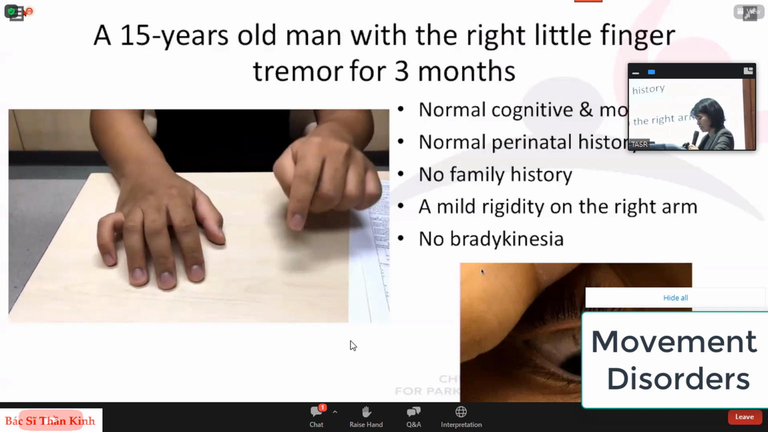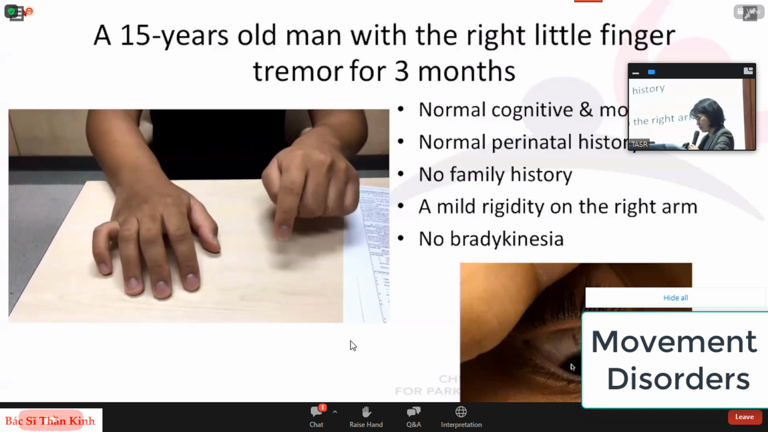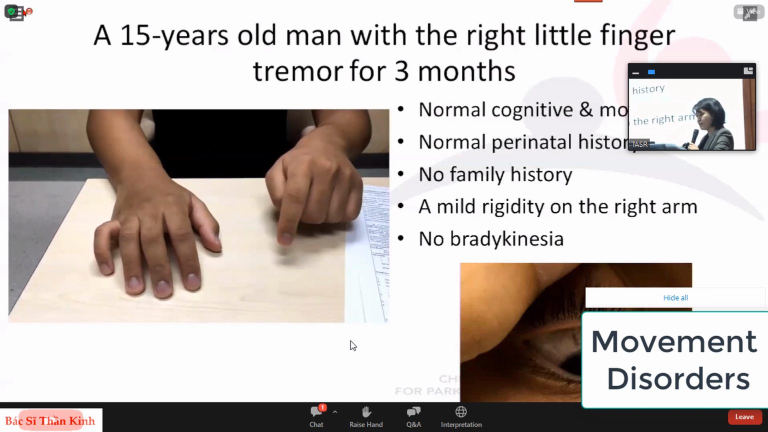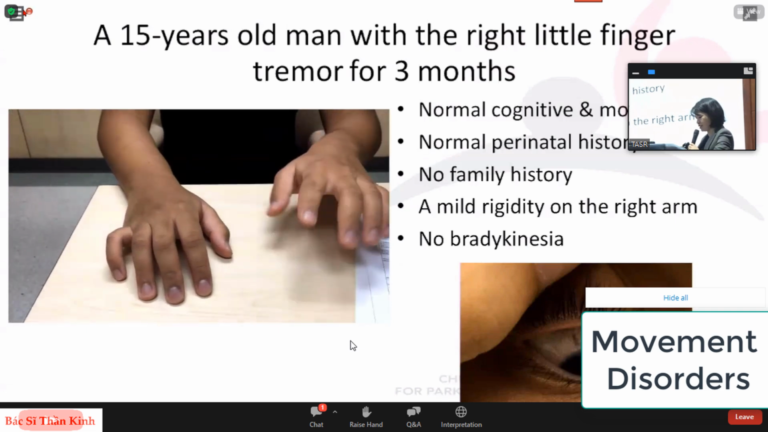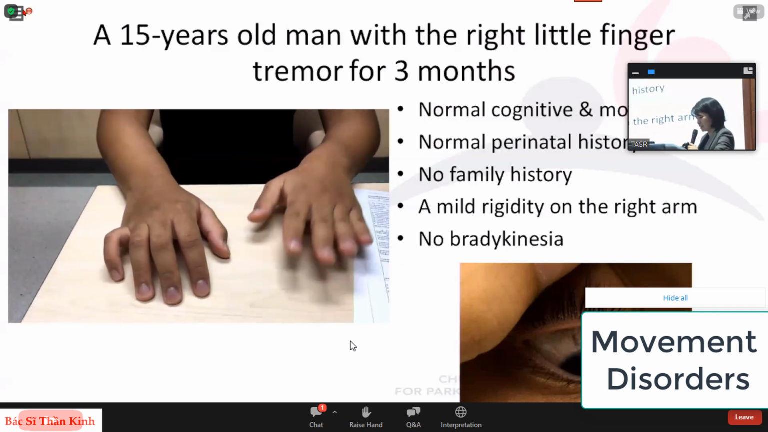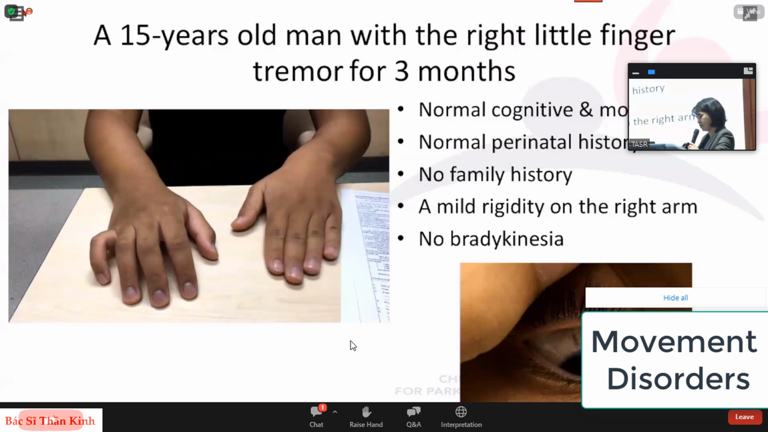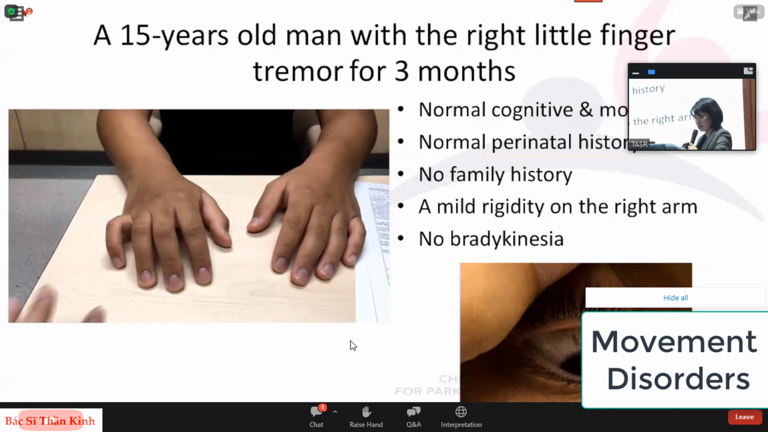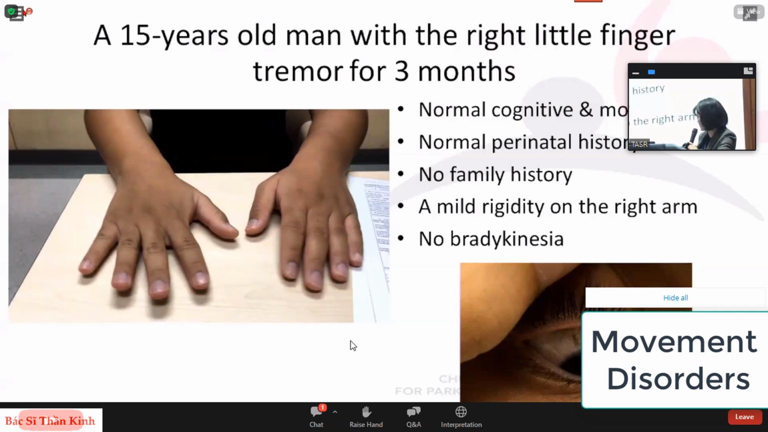And on eye examination, you will see a yellowish or grayish discoloration at the upper limbus of this patient, which is the KF ring. And the serum ceruloplasmin is quite low, around 1 to 2. And his diagnosis is Wilson disease.